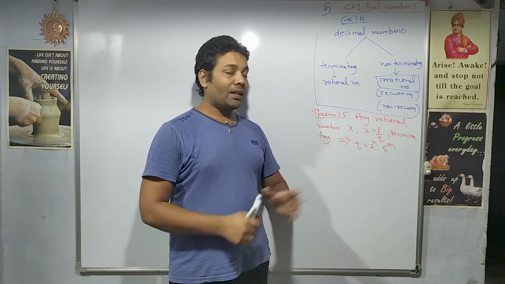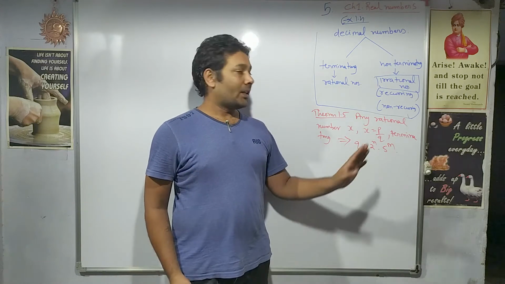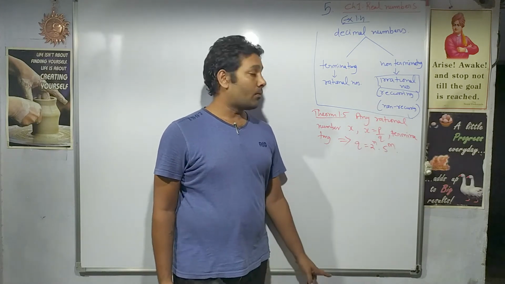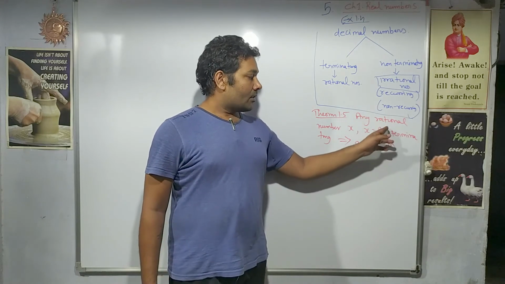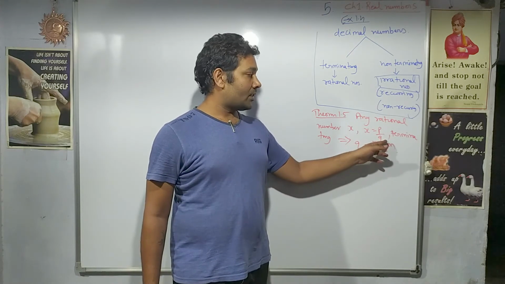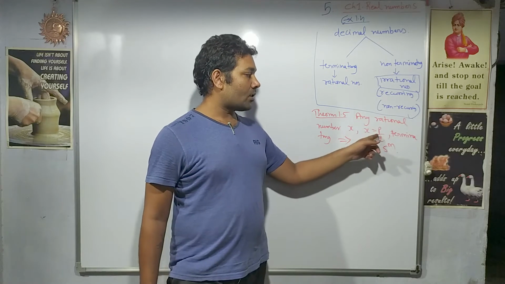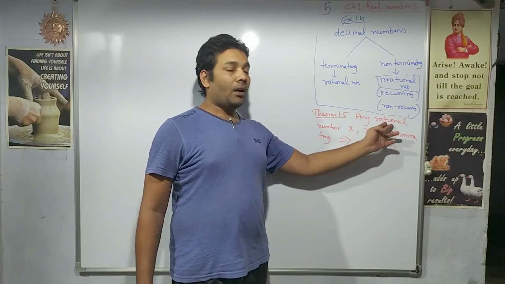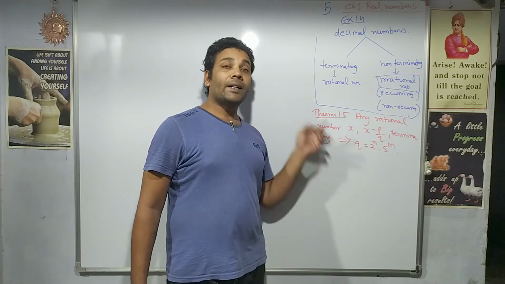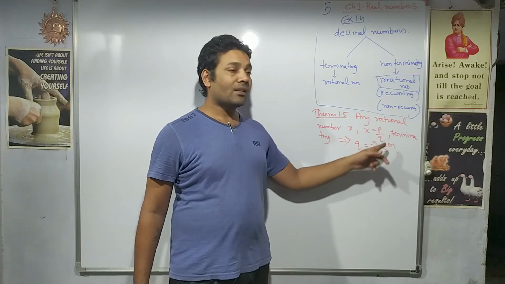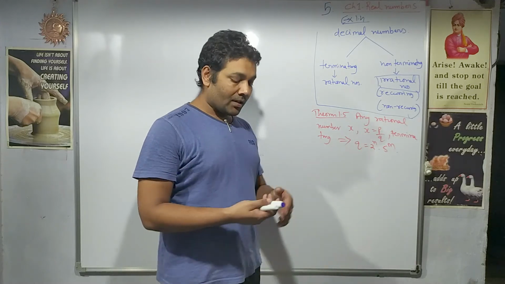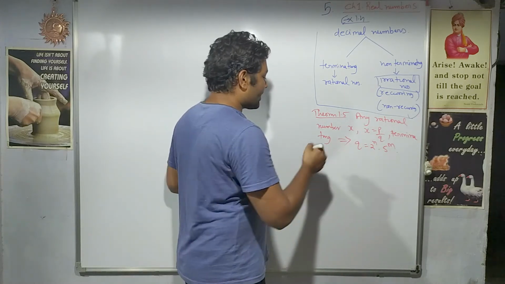What is this theorem? Take any rational number; it can be expressed in p by q form. If this rational number is terminating in nature, then definitely the denominator q of that rational number can be expressed in this form. What does this mean? Let me explain with an example.